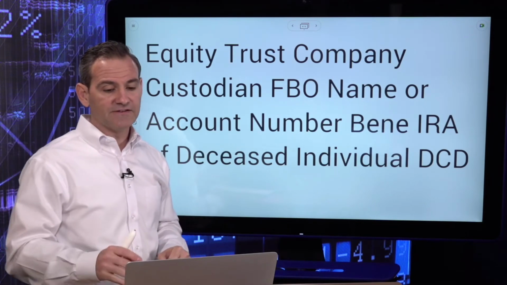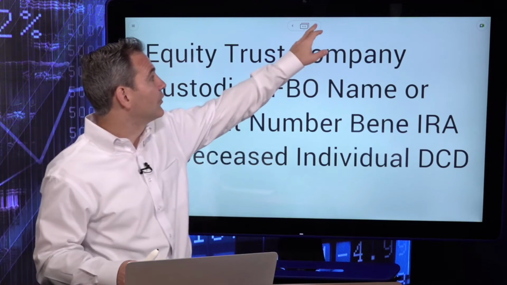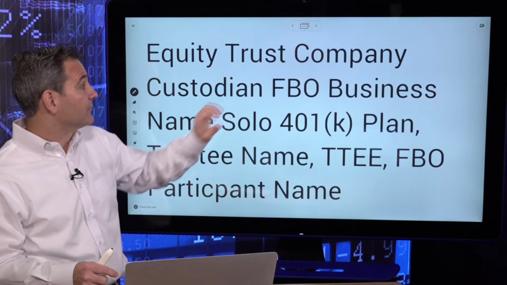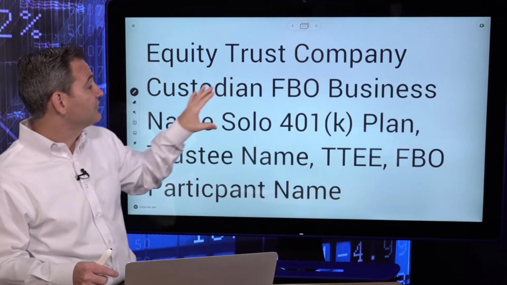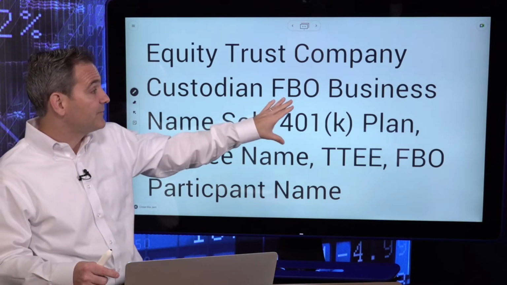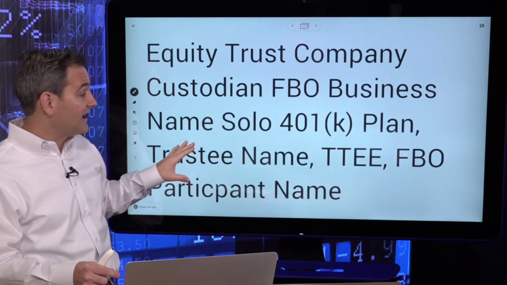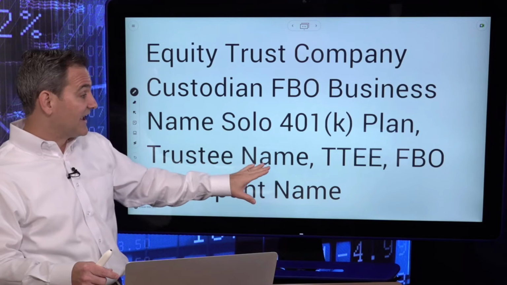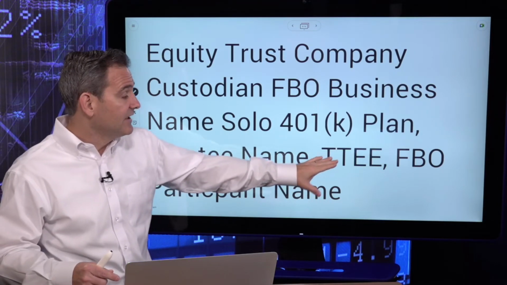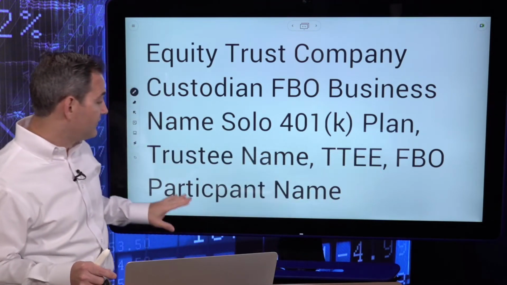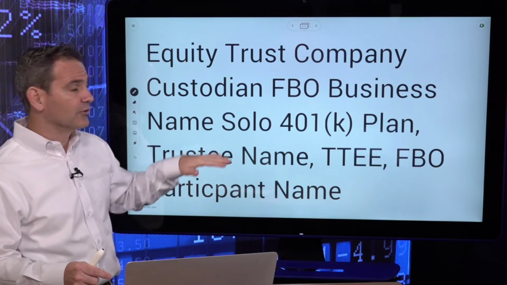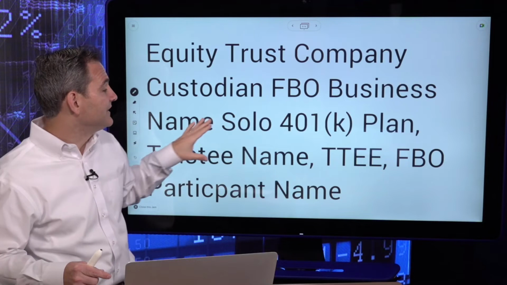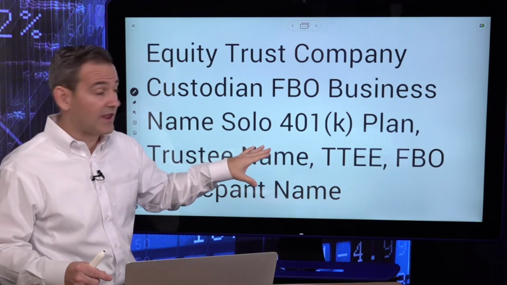All right, last but not least, what if you have a solo 401k? If you have a solo 401k, a little bit different verbiage here: Equity Trust Company, custodian, for the benefit of, FBO, your business's name, solo 401k plan, the trustee's name, TTEE, and then FBO, for benefit of, the participant's name. So let's break this down a little bit further. Equity Trust Company, custodian, FBO, your business name, solo 401k plan.